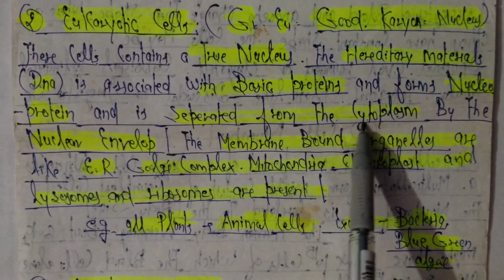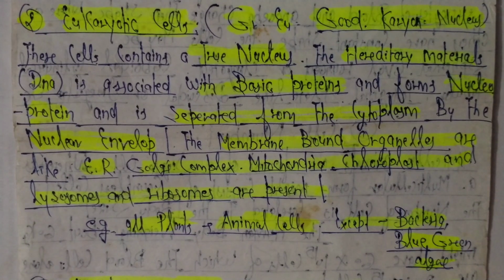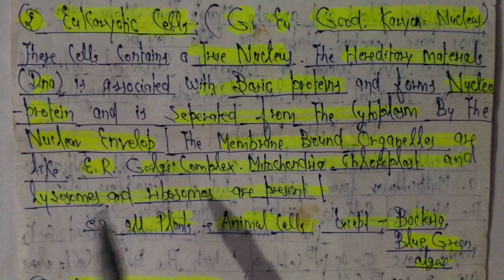And is separated from the cytoplasm. Here the genetic material, that is the DNA, is bound with the histone protein, and that is quite separated from the cytoplasm. But in case of prokaryotic cell, the hereditary material, that is the DNA, is lying scattered in the cytoplasm because there is the absence of nuclear membrane. But here in eukaryotic cell, the nucleus is fully developed due to the presence of outer and inner nuclear membrane, due to the presence of nuclear envelope. So the genetic material is quite separated from the cytoplasm.